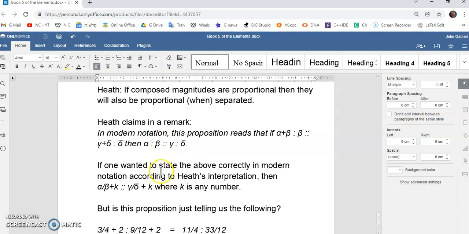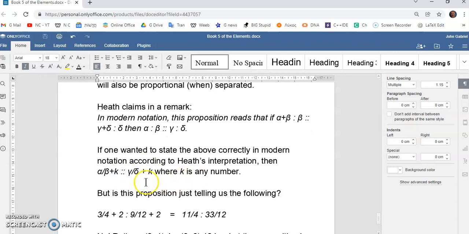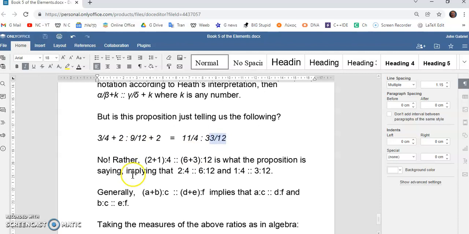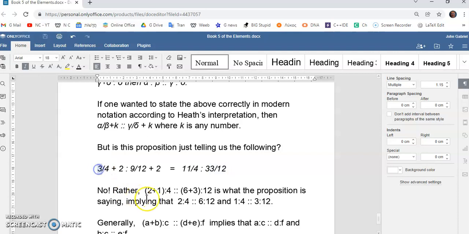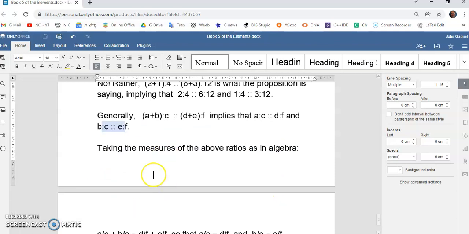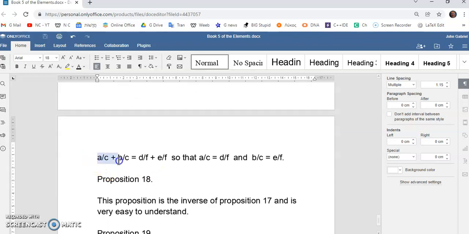So Heath doesn't actually get this one right, because what he says is that according to modern notation, this will be the relationship between the two ratios where k is any number. But is this proposition just telling us the following, that if we have 3/4 plus 2 or any value of k here in proportion to this, then the measures are as follows? Is it just telling us that? No, I don't think so. It's telling us about the composition, meaning that if you take 3, you can split it into this linear combination, which is 2 plus 1, and likewise 9, which is 6 plus 3. And so generally, you'll have that this relationship implies this relationship and this relationship. Okay, so taking the measures of the above ratios, as in algebra, gives you this result.